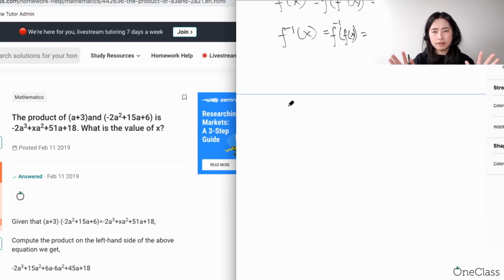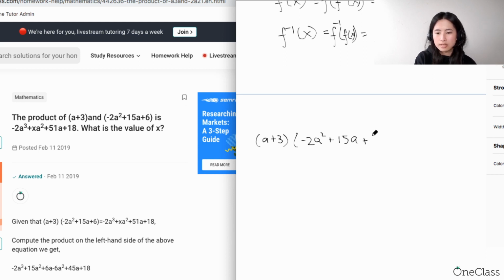So we're going to have essentially an equation where the left-hand side or the right-hand side is up to you, really. But just for simplicity, I'm turning the product, which is a plus 3 and negative 2a squared plus 15a plus 6, and placing that on the left-hand side. So this is negative 2a squared, and this is plus 15a plus 6. And this is going to be equal to, as you can see, negative 2a.